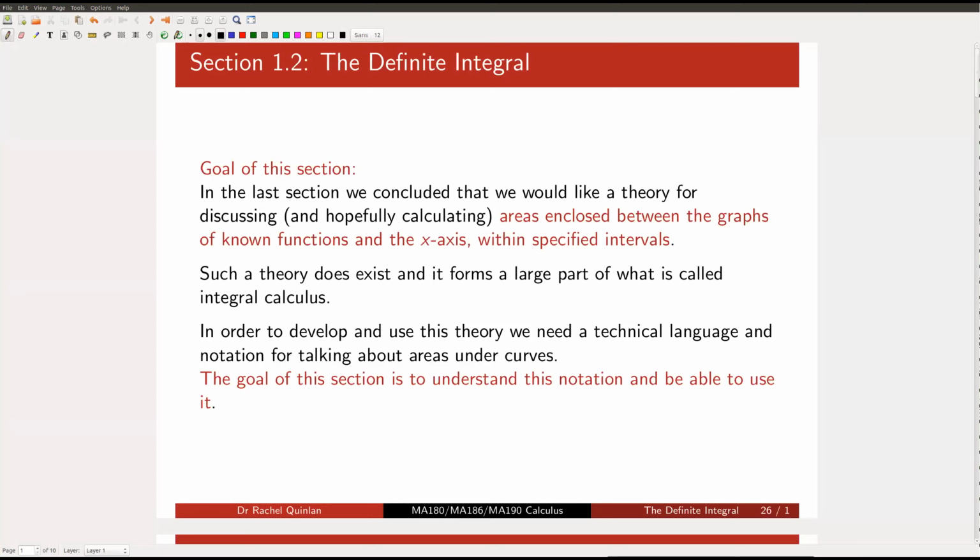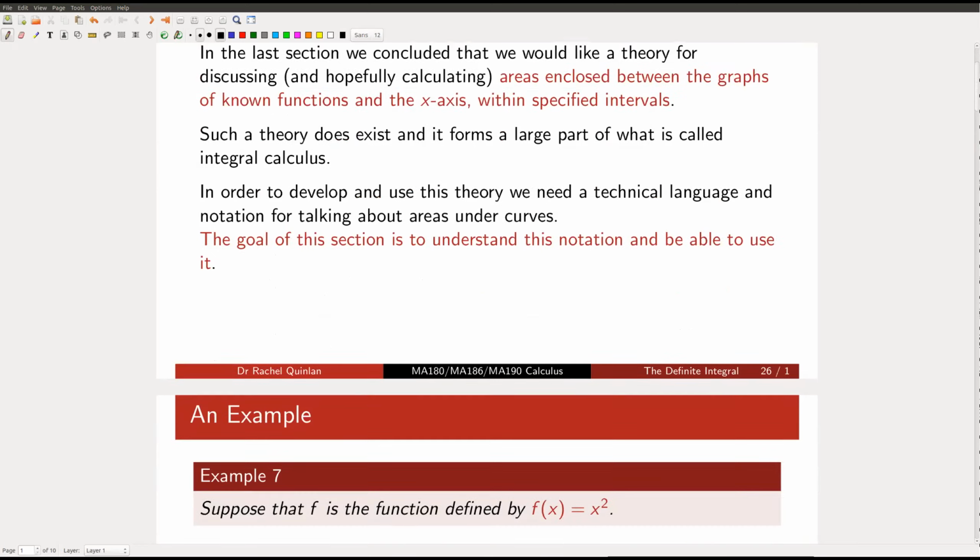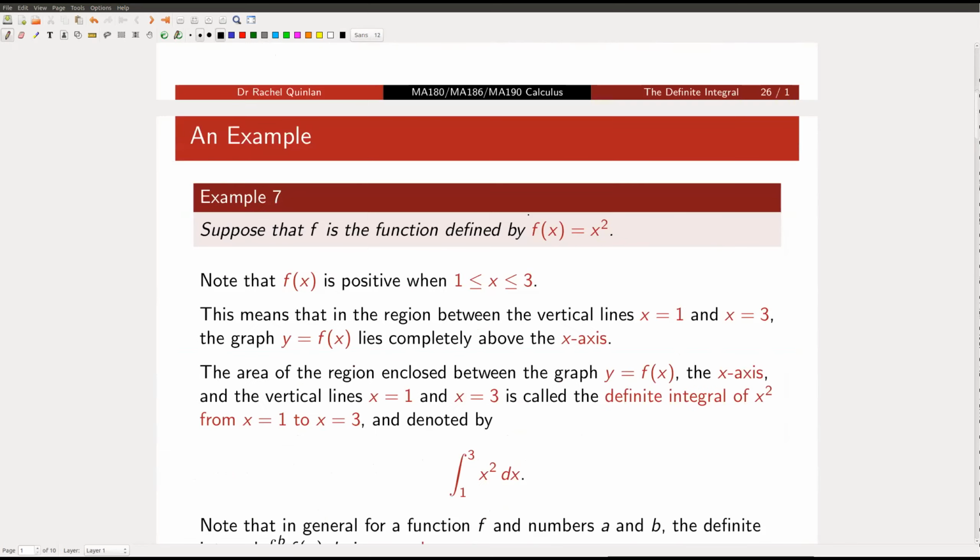Okay, so we noted last time that we'd like to have a method for calculating or at least discussing these areas enclosed between graphs. Such a method does exist, and it forms part of, but not all of, what they call integral calculus. So we need a bit of technical language and notation for talking about areas under curves. The goal of this section 1.2 is just to introduce that language and notation, some words of the subject that we need to have in our vocabulary and some notation.